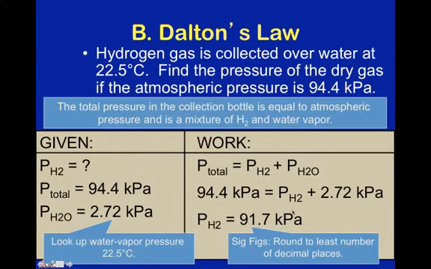Remember, in this addition and subtraction, we're going to round to the least number or the least precise decimal places, which in this one is the tenths place right here.